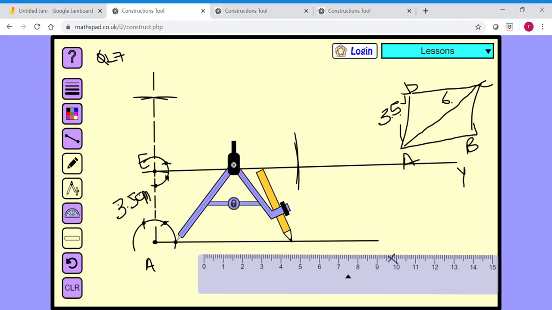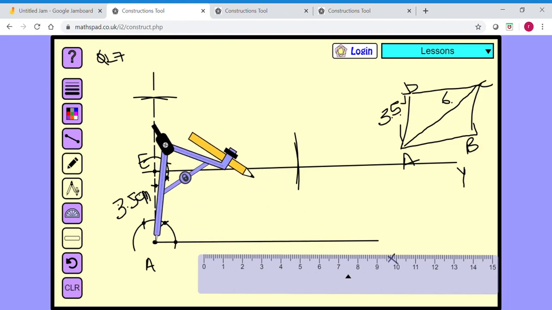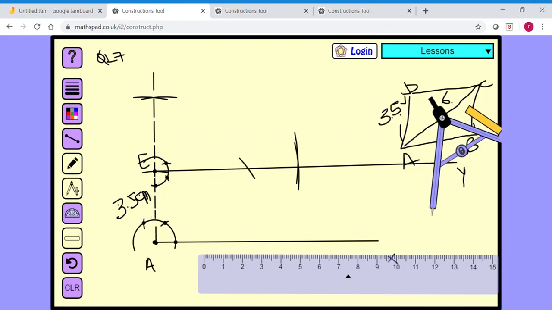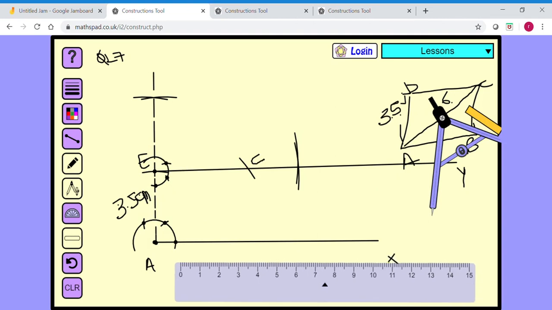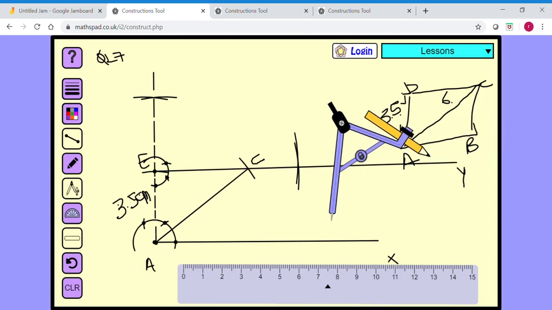So I keep my compass at A and cut an arc of 6 centimeter. When I cut this arc at 6 centimeter, this gives me my point C. Now let me join this using a line. I'm not using a dotted line, but you guys please use a dotted line. Now this is my diagonal AC.